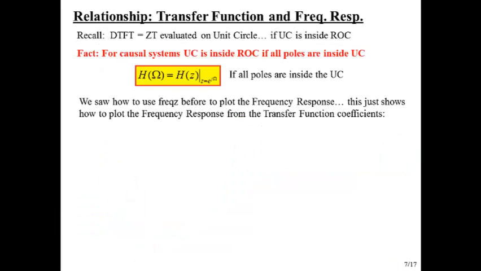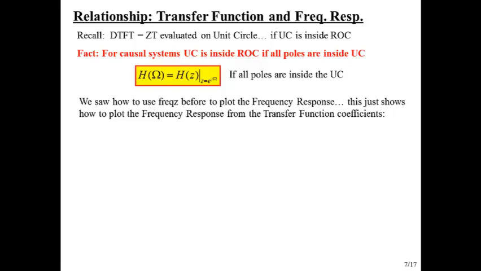Now let's revisit this relationship between the transfer function and the frequency response. We've already said that the DTFT and the Z transform are related by evaluating the Z transform on the unit circle. That's only valid if the unit circle is inside the region of convergence. For all causal systems, we can show that the unit circle is inside the region of convergence if all the poles are inside the unit circle. So for causal, stable systems, we can convert the transfer function into the frequency response.